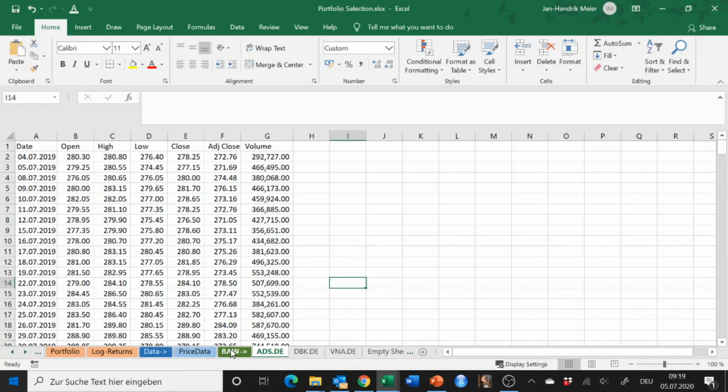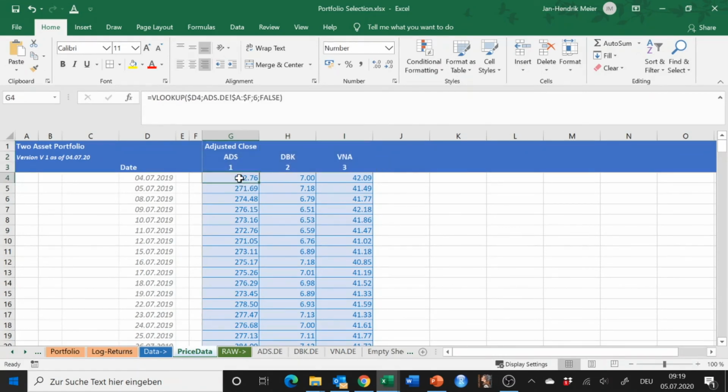Then I'm aggregating, because I just need the adjusted close, I'm aggregating that to price data. Of course it's blue because it's linked data, and I aggregated this data using the typical VLOOKUP formula, in German it's S-Verweis, and it looks up simply the date, and so I get this data aggregated. Adjusted close as of Adidas, Deutsche Bank, and Vonovia.